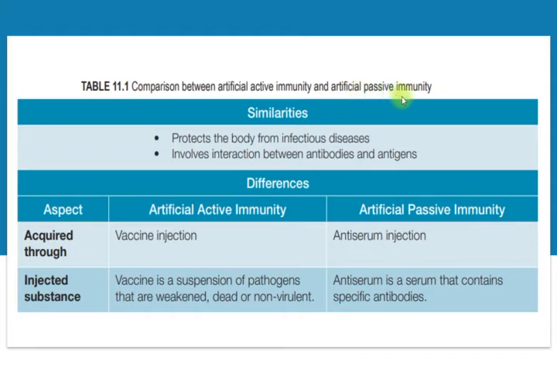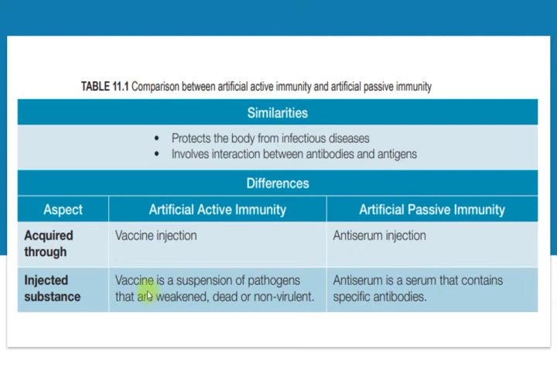Let's take a look at the similarities for both immunities first. Both protect the body from infectious disease. Both involve interaction between antibodies and the antigen. Now we go to the differences. The artificial active immunity is acquired through vaccine injection, whereas the artificial passive immunity is acquired through anti-serum injection.